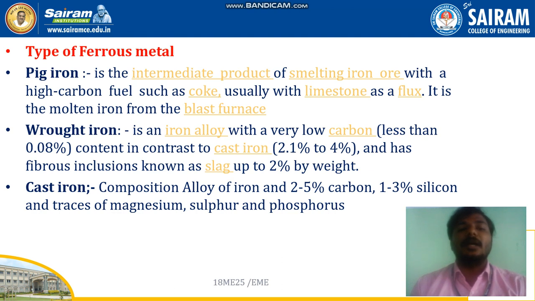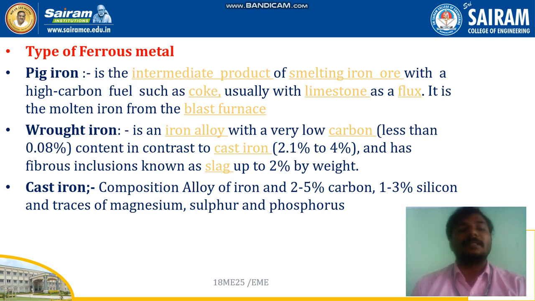Wrought iron is an iron alloy with very low carbon. Here the carbon content is very low, less than 0.08%, in contrast to cast iron, and it has fibrous inclusions known as slag. Slag is the small dust particles formed on the molten metal. It is the dust content generated whenever we burn the material, and that is what we call slag.